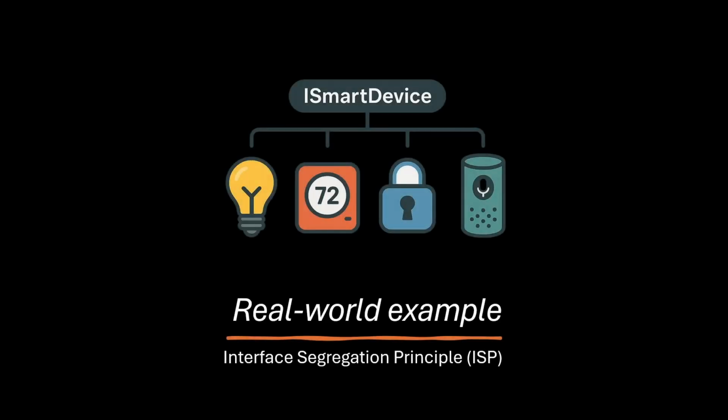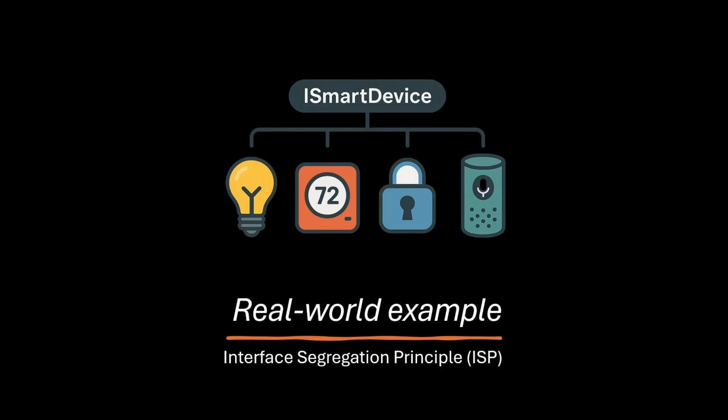Now let's bring Interface Segregation Principle into the real world. Imagine you're building a smart home ecosystem and you have different smart devices: a smart bulb, thermostat, smart lock, and a smart speaker. All of these devices are shown to implement a single interface, ISmartDevice, which means one interface is expected to support all kinds of functionality. Maybe turning on and off, adjusting temperature, locking and unlocking, or even voice commands.